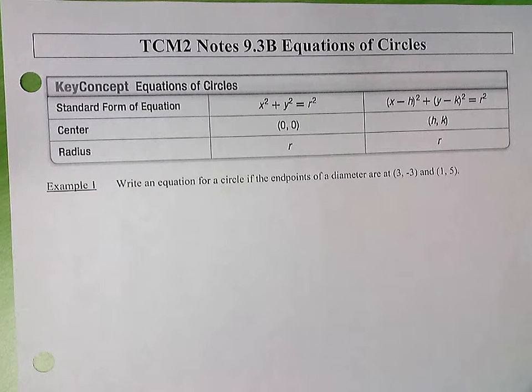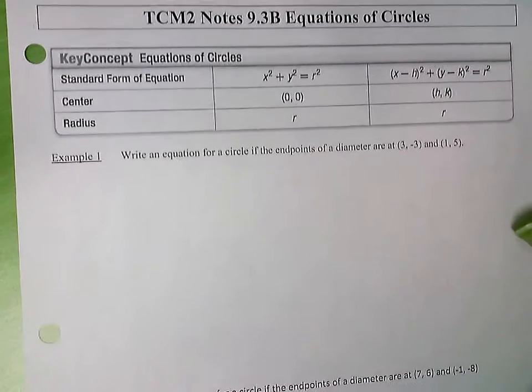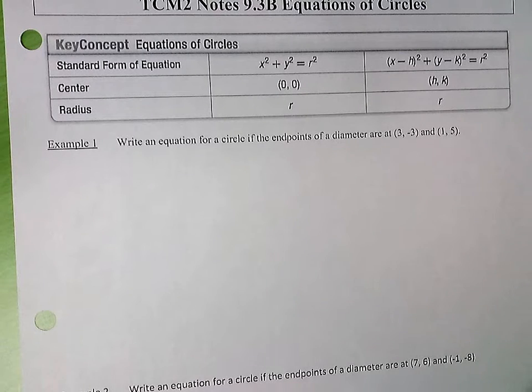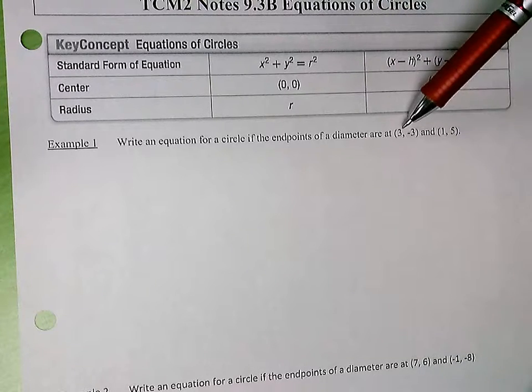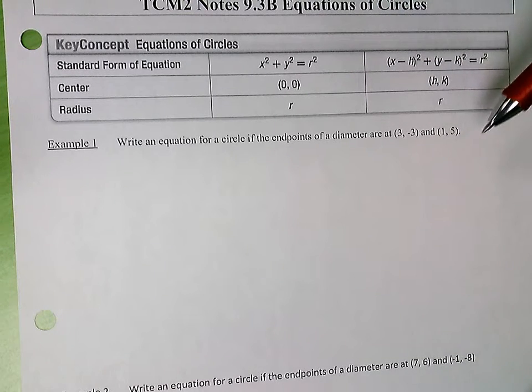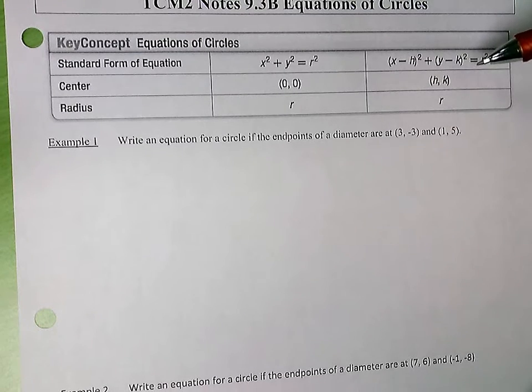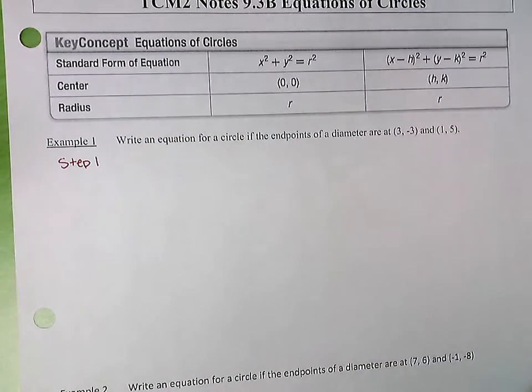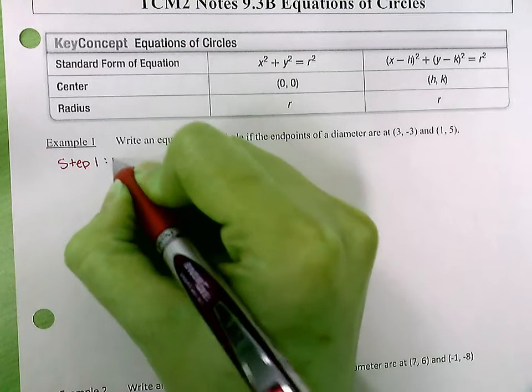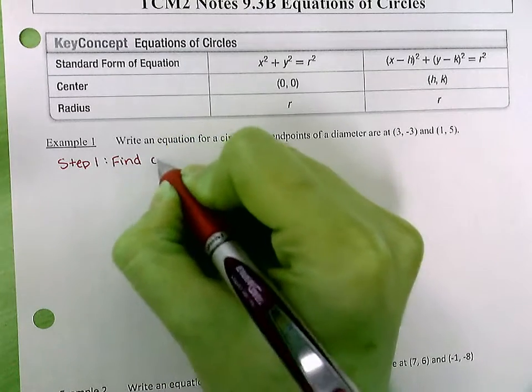Alright, so example 1, we want to write an equation for a circle if the endpoints of a diameter are at (3, -3) and (1, 5). Okay, so this is a diameter. So in order to write an equation of a circle, we need the center point. Okay, so our step 1 is to find the center.